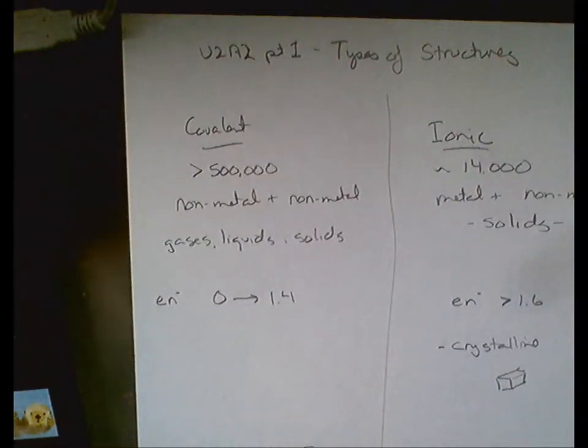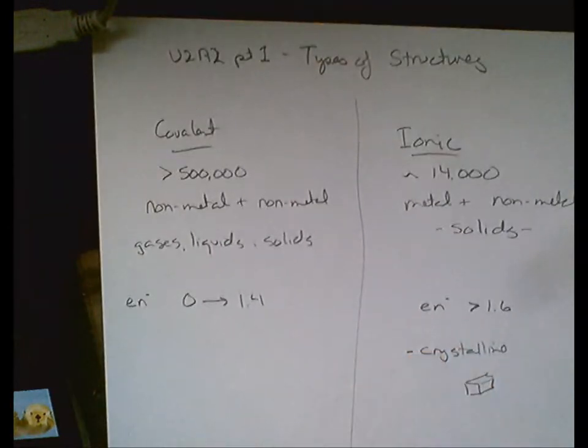Okay, so U2A2 is types of structures. I find this to be a very boring topic, but I'm going to hit it anyways. There's going to be a part 1 and part 2, so I'm going to try and divide this one up. Well, we'll see how the flow goes. If I'm feeling the flow, I might keep going here. We'll see.